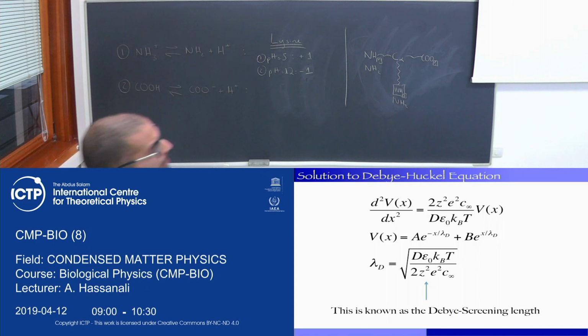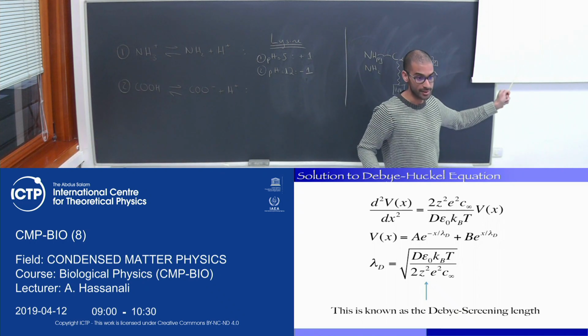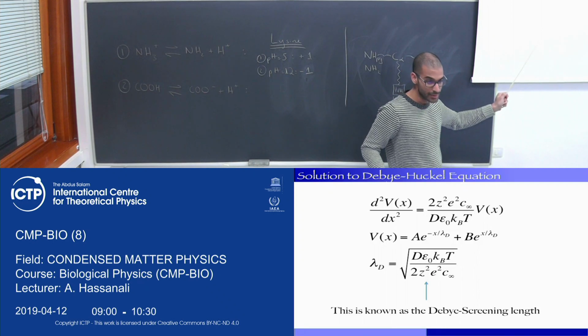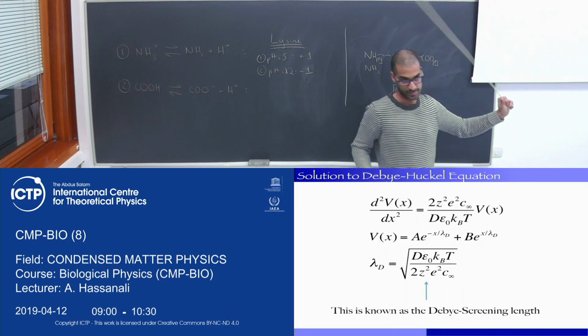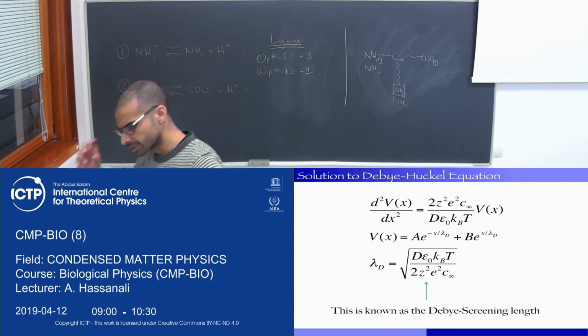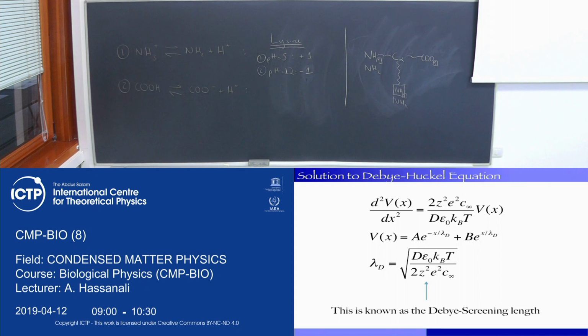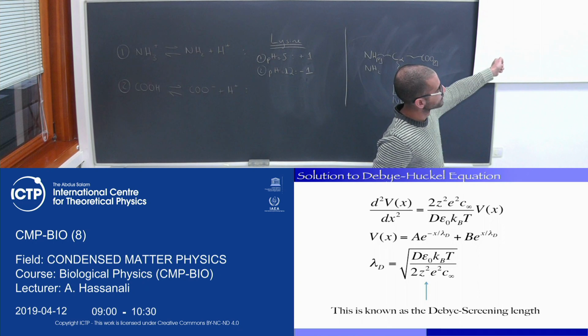Increasing the dielectric constant increases the screening length. Let's think about that for a second. Increasing the dielectric constant. So if I go from water to something oily, the screening length decreases, which makes sense. Water is a medium that's more polarizable, it's easier to screen, so the screening length must increase as I increase the dielectric constant.